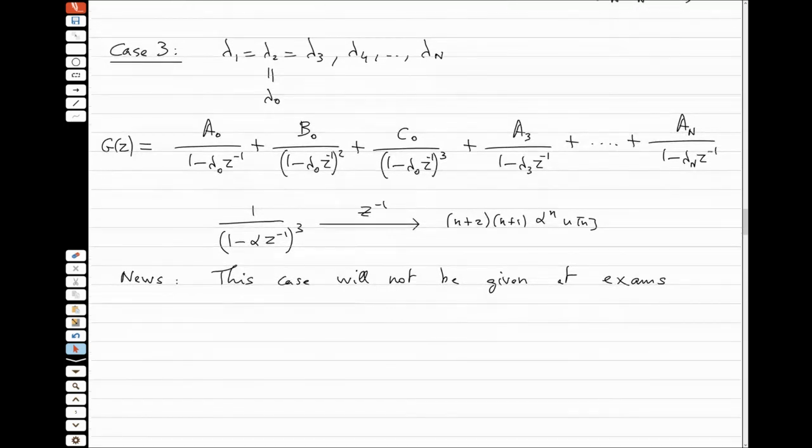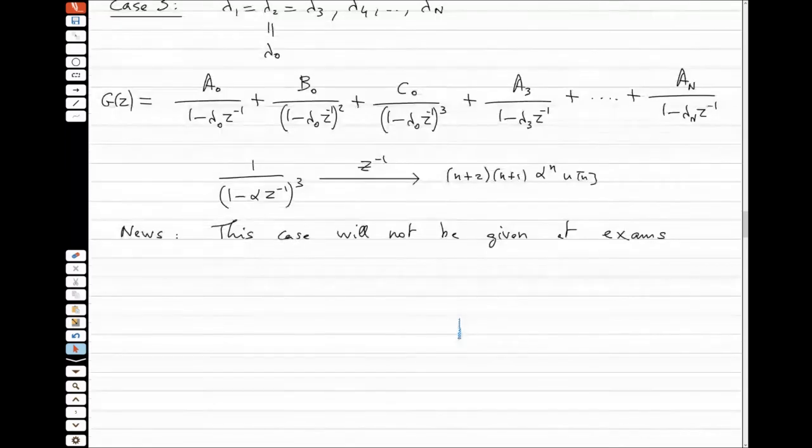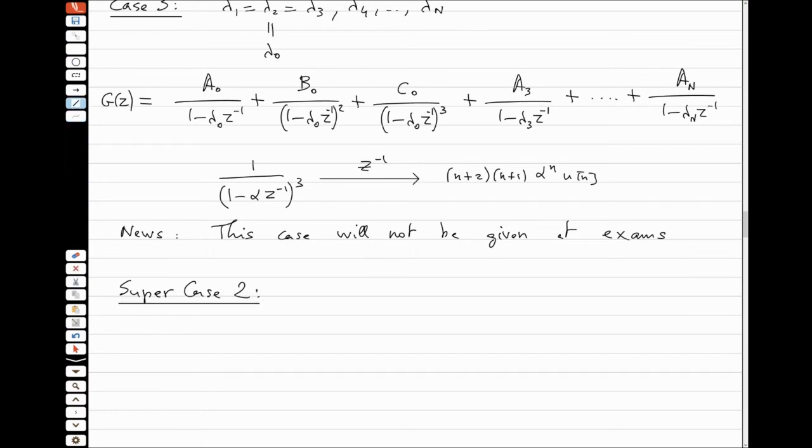Basically, I have covered all possible cases, but the bottom line is that you should not forget that G of z has a numerator. All right, so we are ready to move on to super case 2. Super case 2, m larger or equal to n.